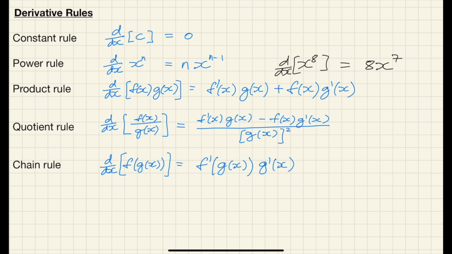Moving on to the quotient rule, where we have a function f of x divided by g of x. The derivative of this is going to be f prime of x times g of x minus f of x times g prime of x, and all of this we divide by g of x squared. Then finally we have the chain rule, where we have an inside function and an outside function, and the derivative of this is going to be given by this formula here.